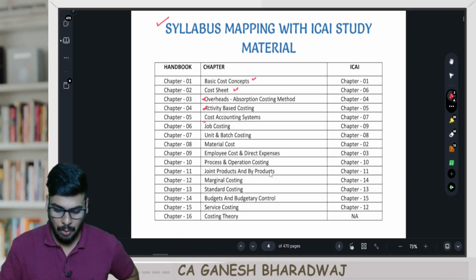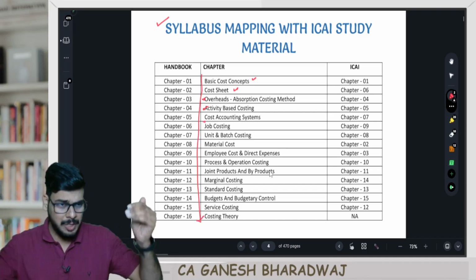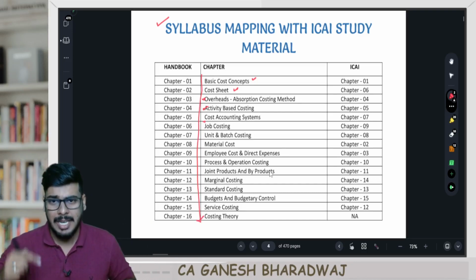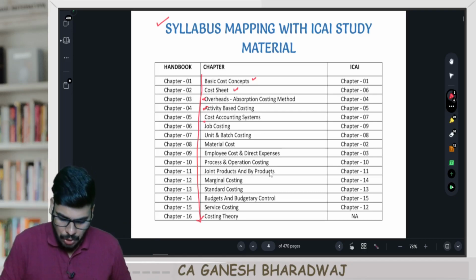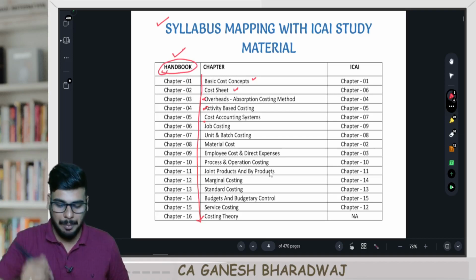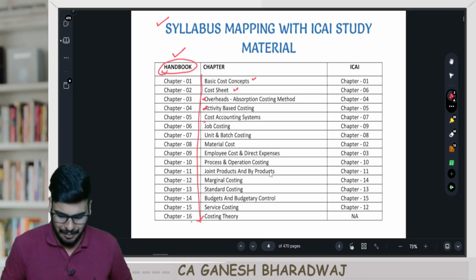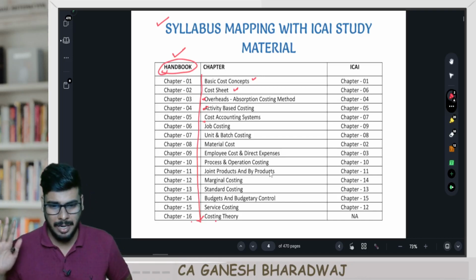Clear with this? Now, I am going to take you down to this particular subject in a particular sequence. So in this, I have mentioned the chapter sequence, the chapter number in our handbook. Handbook is the book that you guys have got. Clear? 1 to 16 I have kept. Anyway, 16 is a theory chapter, right?